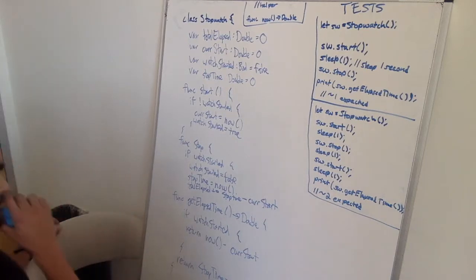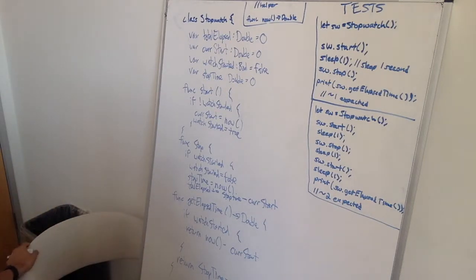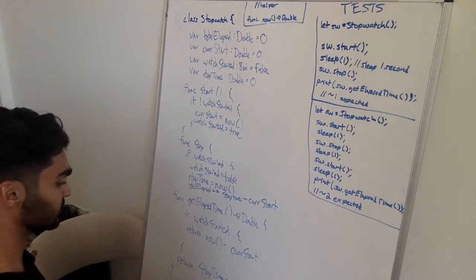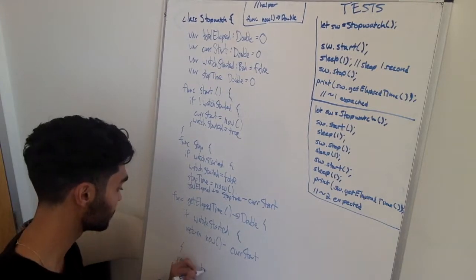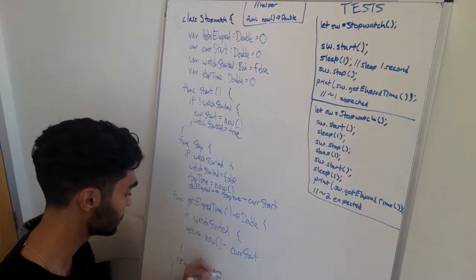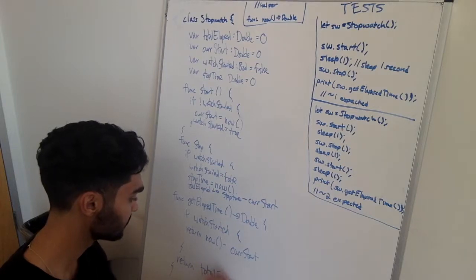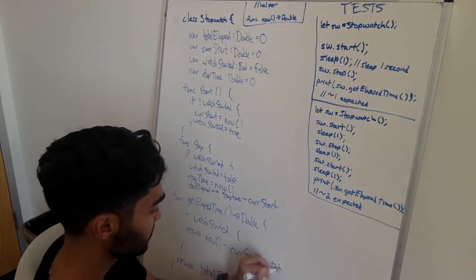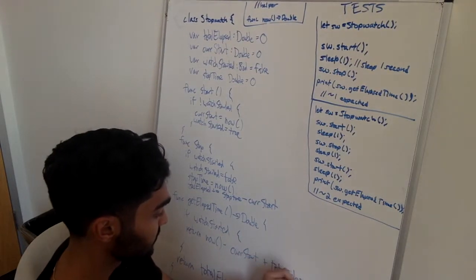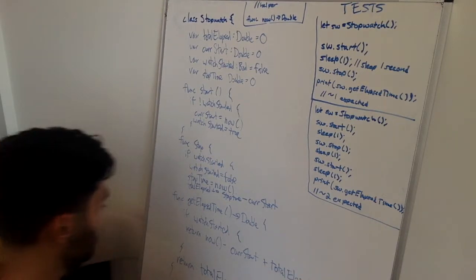Okay, and then we get elapsed time. If the watch is already stopped, then we shouldn't be doing this. We should just be returning the total elapsed time. So that fixes a few test cases right there. This we should add total elapsed time.